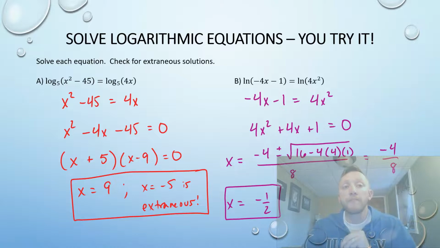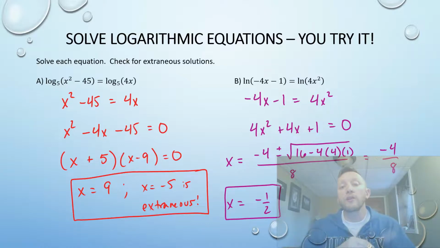Let's try 9. 9 squared would be 81, and 81 minus 45 would be 36. Just like on the other side, 4 times 9 would also be 36. So on both sides, you'd have log base 5 of 36. And that's totally fine. So x equals 9 is a solution, but x equals negative 5 is an extraneous solution.